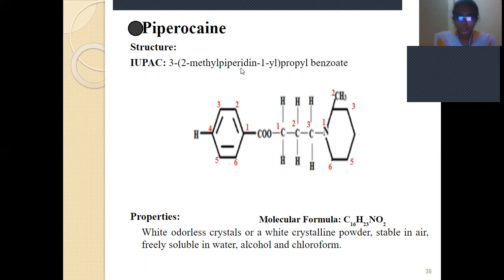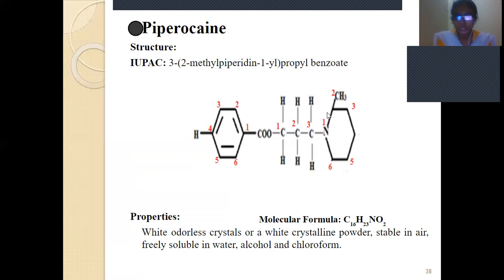3-(2-methylpiperidin-1-yl)propyl benzoate. If you see the structure here, this is the piperidine. In the second position, there is a methyl group, and this is the propane, and this is the benzoate structure. In the third position of the propane, the piperidine is attached.